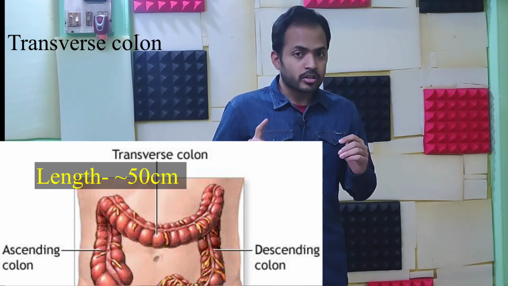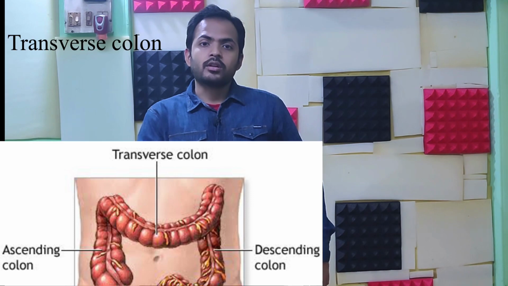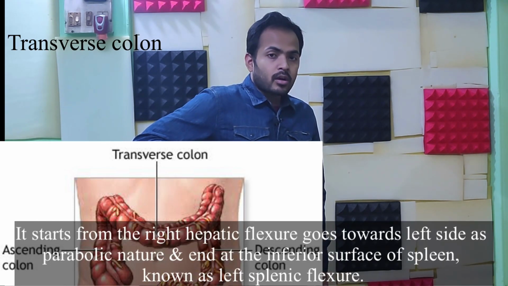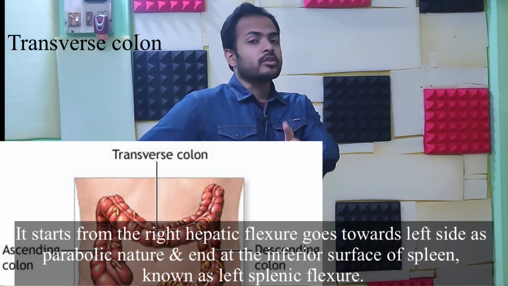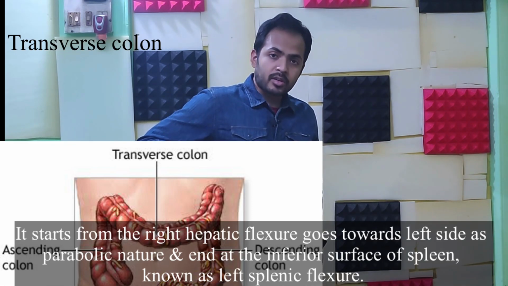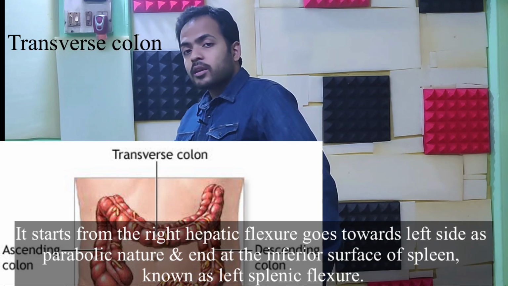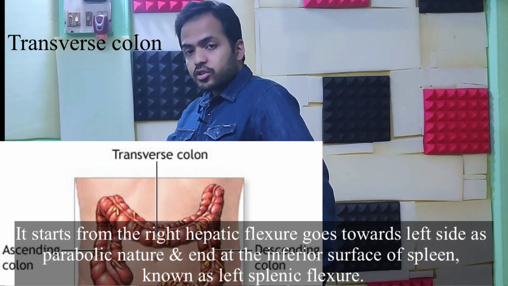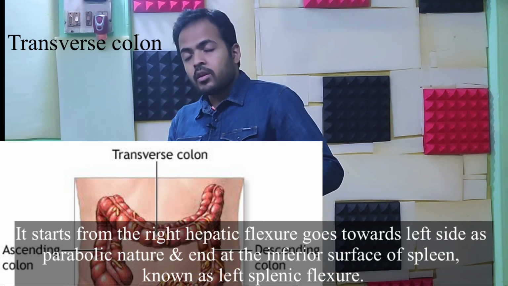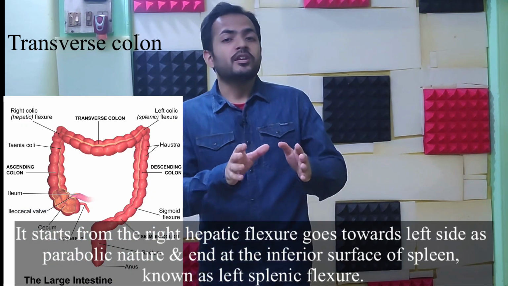Now, the transverse colon, which is 50 centimeters on average. Do not think that our transverse colon starts from here and goes straight to the left side. No, it starts from our right side, the inferior surface of the right lobe of the liver, known as the right hepatic flexure. It goes in a parabolic course to the left side and posteriorly, and ends at the inferior surface of the spleen, where it bends inferiorly. This bend point we call the left splenic flexure.